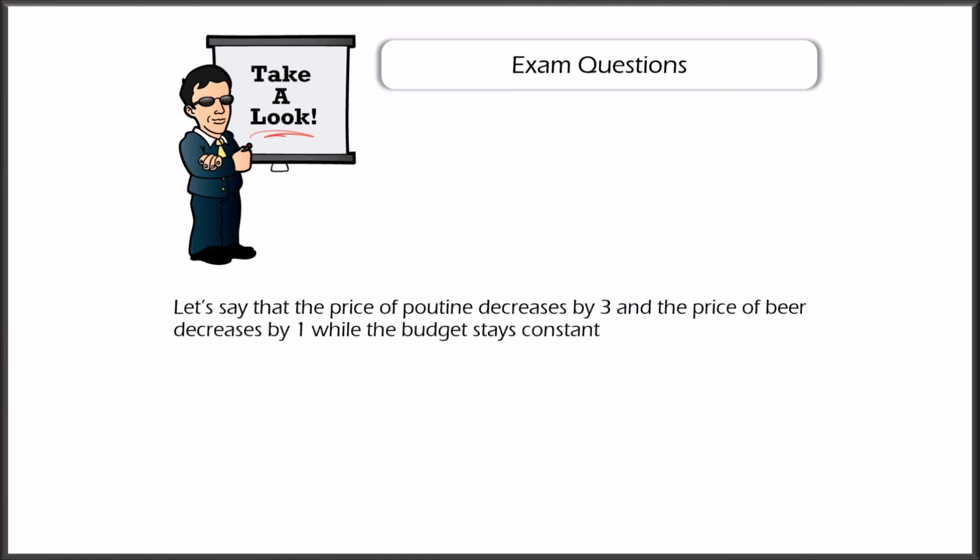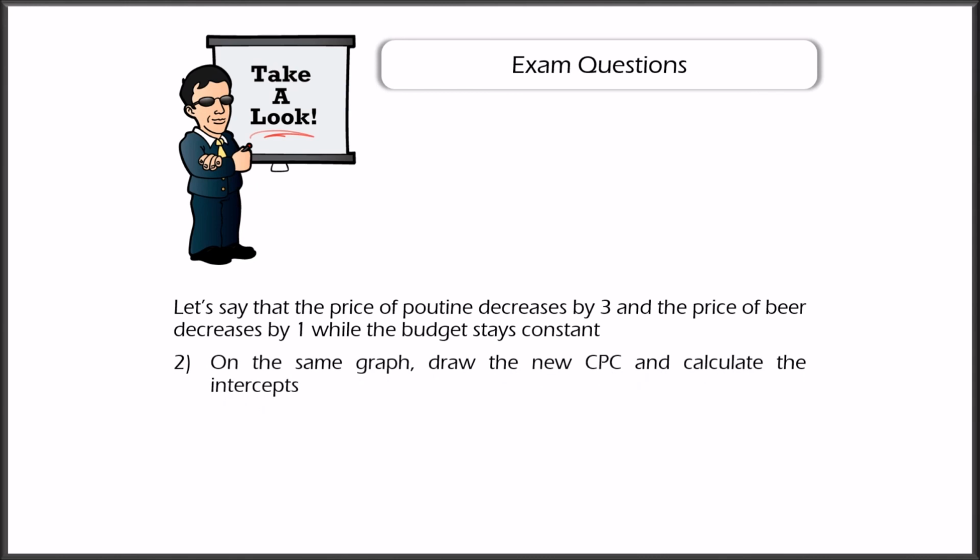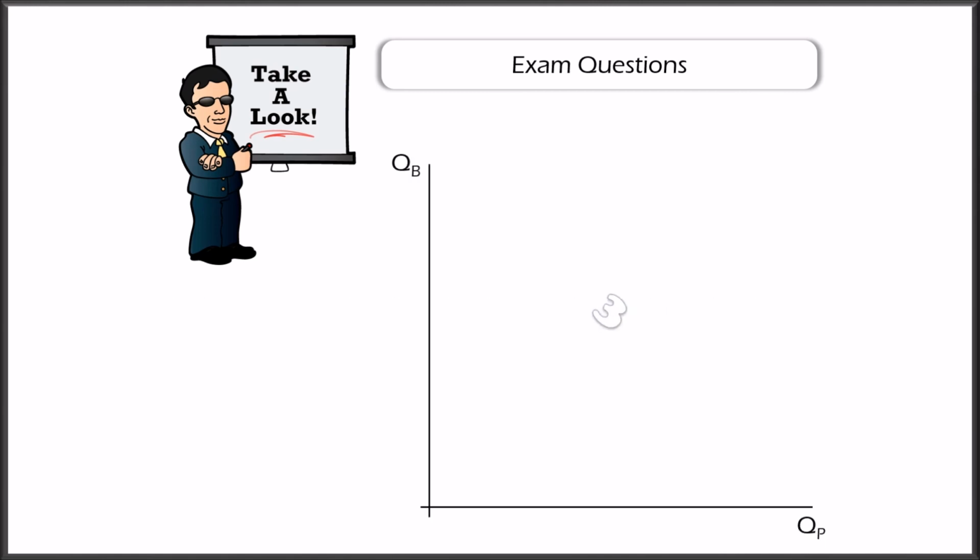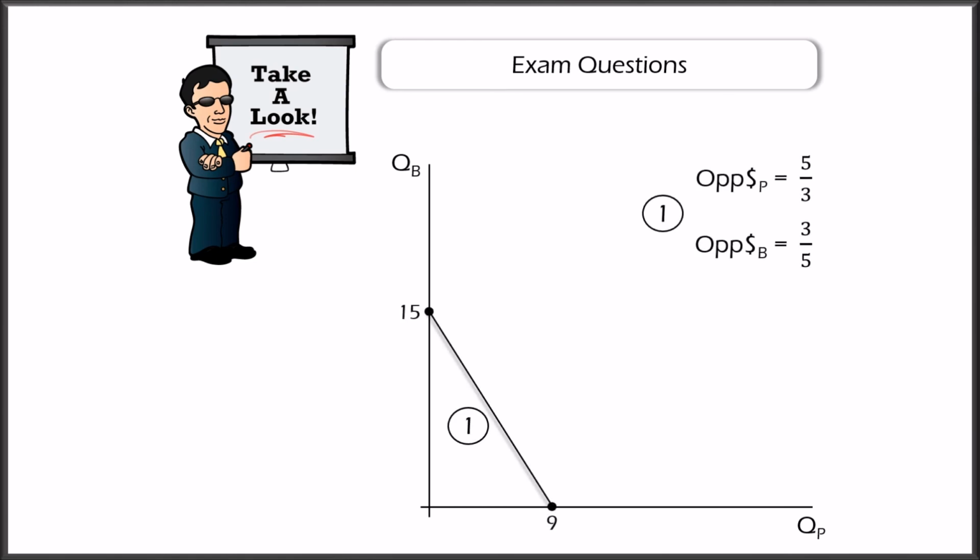Let's say that the price of poutine decreases by 3 and the price of beer decreases by 1, while the budget stays constant. On the same graph, draw the new CPC and calculate the intercepts. Calculate the new opportunity cost of both products. You can pause the video now. The answers are the following: 1, 2, 3.